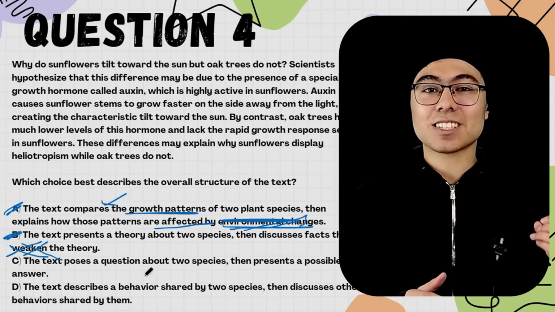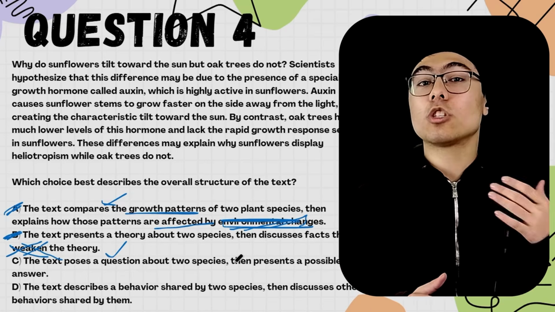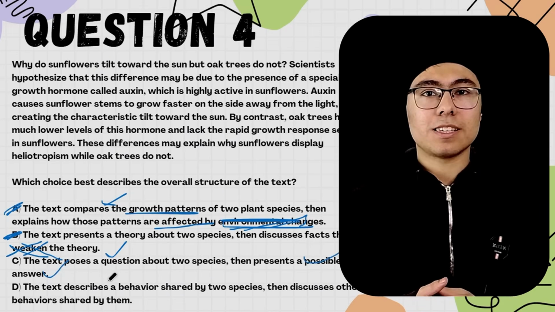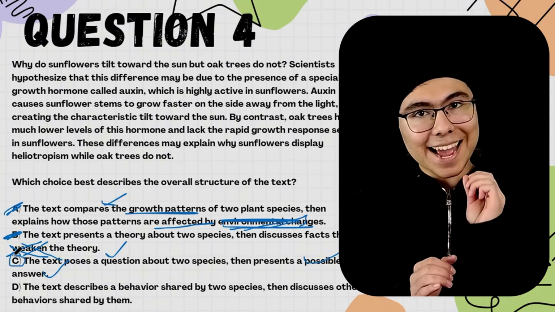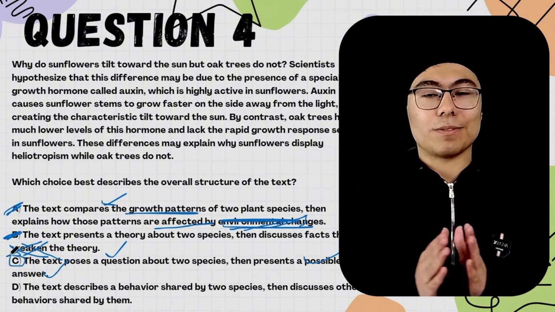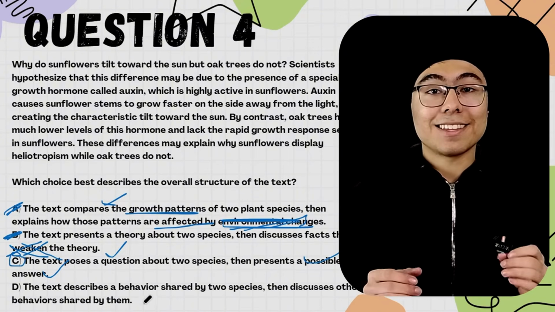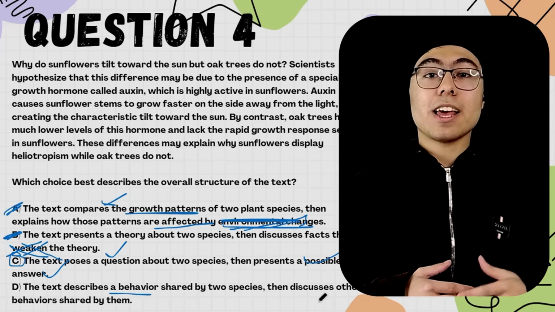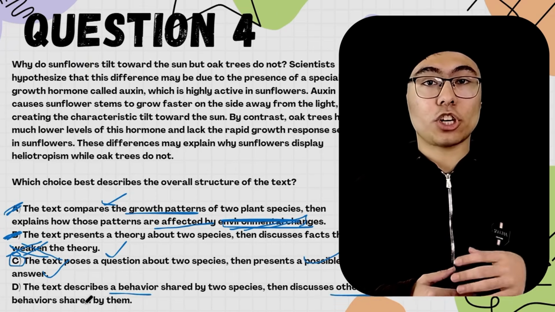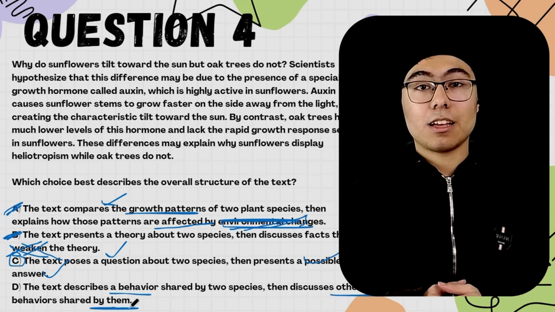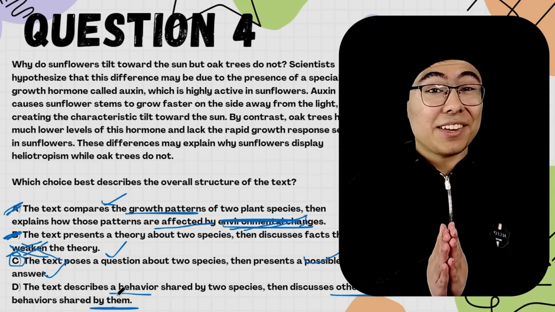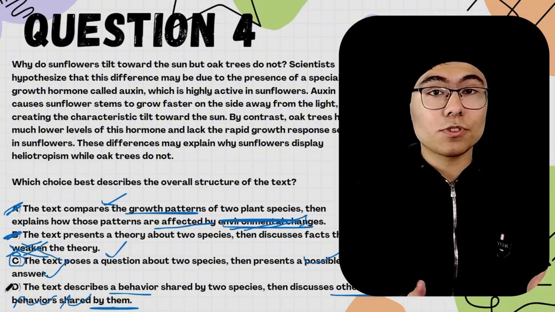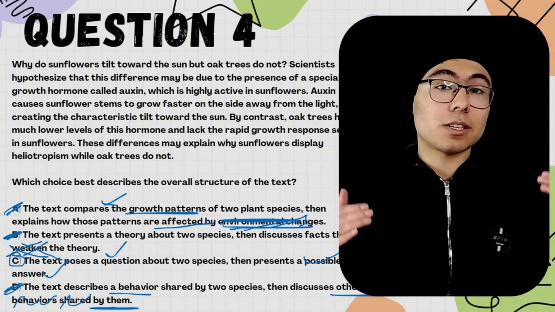Choice C, the text poses a question about two species, then presents a possible answer. Yes. That's exactly what happens. Keep this one. Now, choice D. The text describes a behavior shared by two species, then discusses other behaviors shared by them. Shared behaviors? No, these two plants are so different. One moves, one doesn't. So this choice is completely wrong.